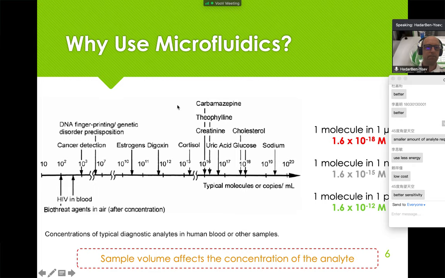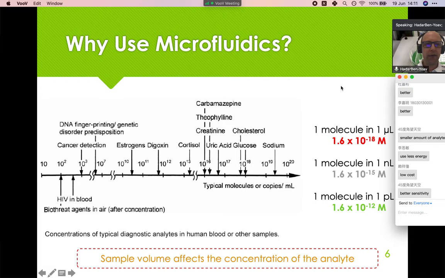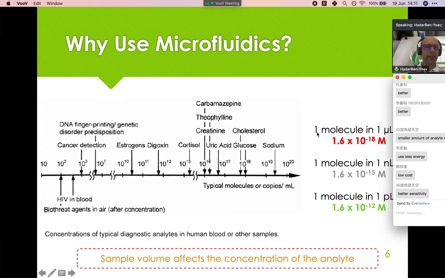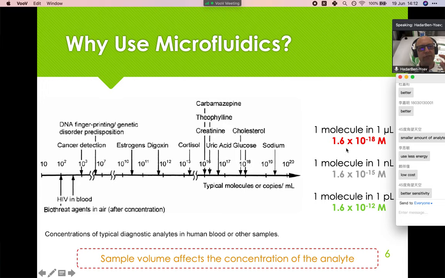So here there's an example of why we should use microfluidics. If we look at the right-hand side, the smaller the volume, the higher the concentration we get. For example, one molecule in 1 microliter is 1.6 times 10 to the minus 18 molar. But if we go into smaller volumes, such as a picoliter, one molecule in a picoliter becomes 1.6 times 10 to the minus 12 molar. So eventually, the concentration of the molecules becomes much higher, which eventually will also affect the signal that we measure. Any questions about this slide?